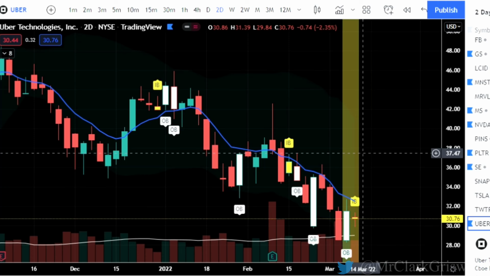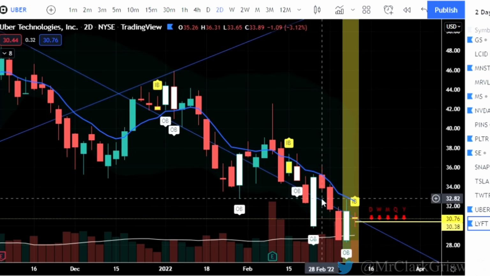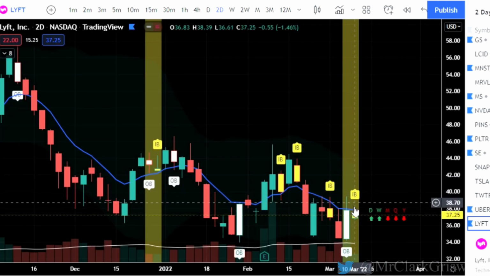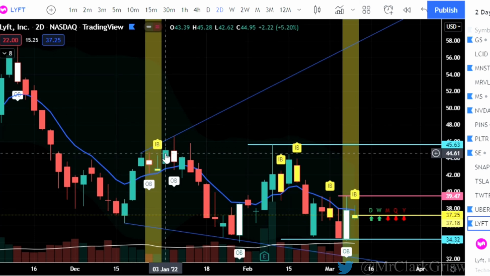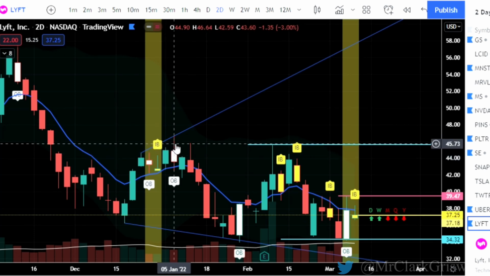Uber, 3-1 setup, powerful setup. So make sure you guys are watching those. Another 3-1 setup here, and you can see this one. Again, we broke to the high, made some good gains on the 3-1 setup on the 2-day charts.